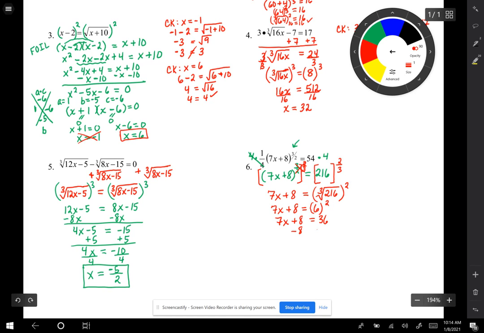Subtract 8 on both sides. 7x equals 28. Divide by 7. X equals 4. And it does check beautifully, and we're not going to check it just because, like I said, I think we've checked enough.